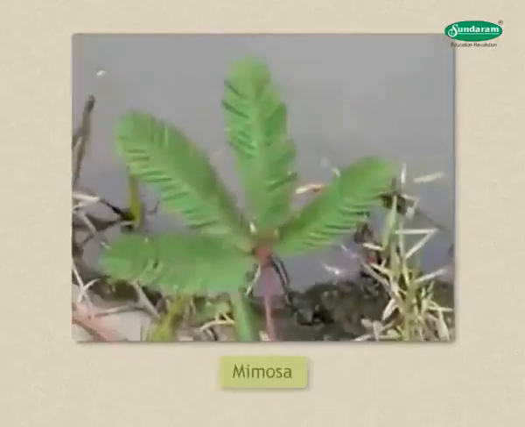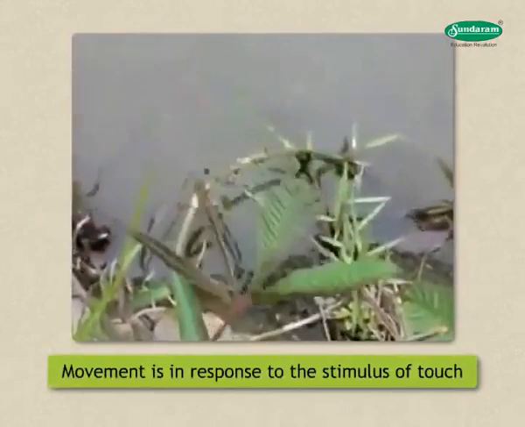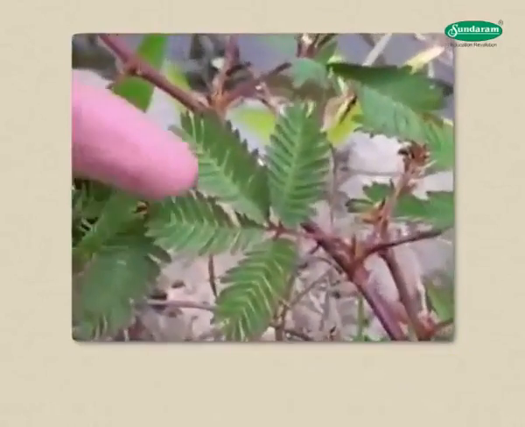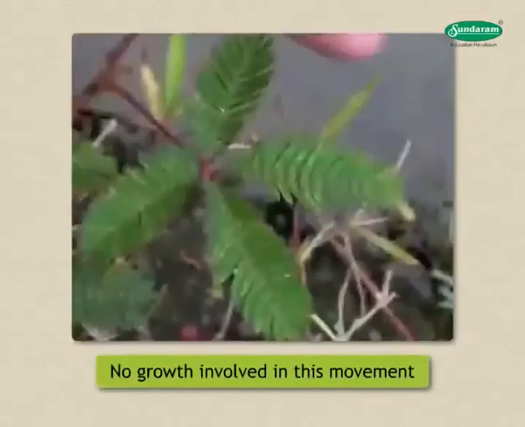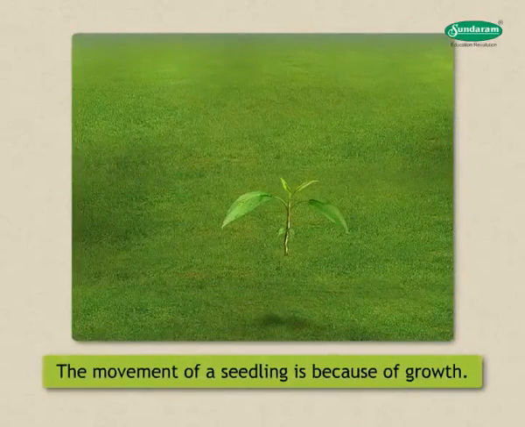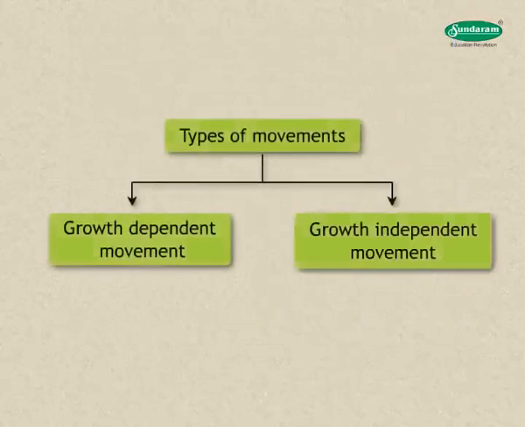In certain sensitive plants, like mimosa, movement is in response to the stimulus of touch. This movement is known as seismonastic movement. There is no growth involved in this movement. On the other hand, the movement of a seedling is because of growth. If growth is prevented, seedling does not exhibit any movement. Here we conclude that plants exhibit two types of movements. One which is growth-dependent movement and the other which is growth-independent movement.